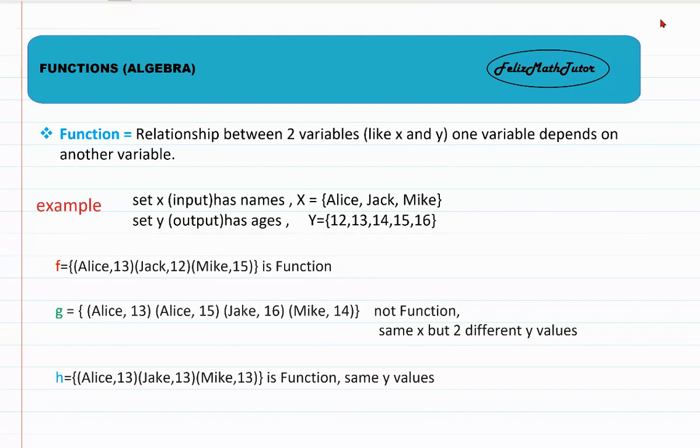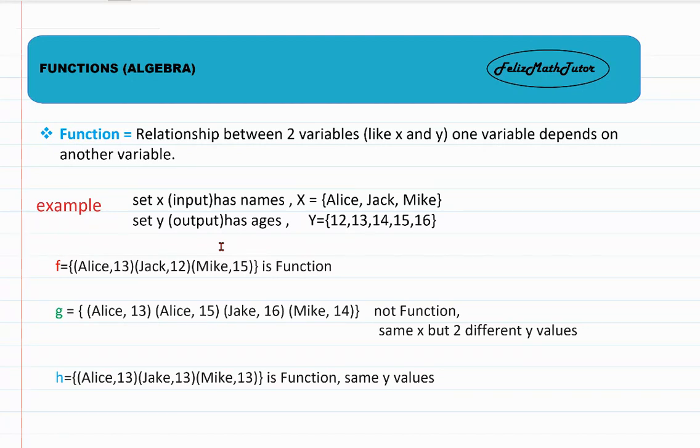Let's say we have two sets, set x and set y. The x set we call input, and set y we call output, and later we will see their domain and range, but now we are using them for x and y. In set x we have names of people, let's say Alice, Jack, and Mike. In set y we have their ages, like 12, 13, 14, 15, and 16.